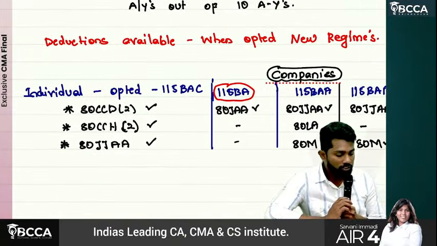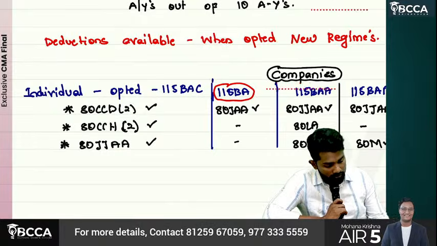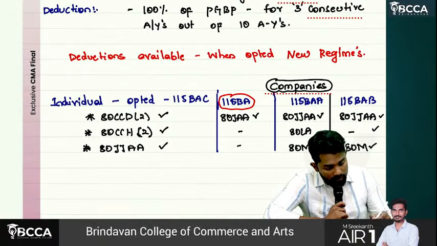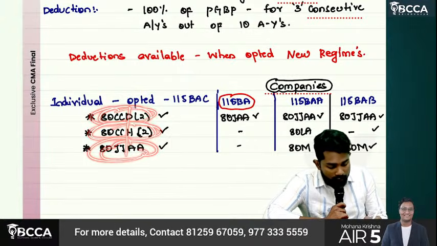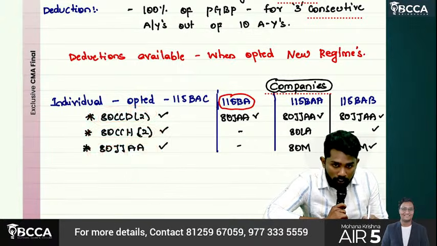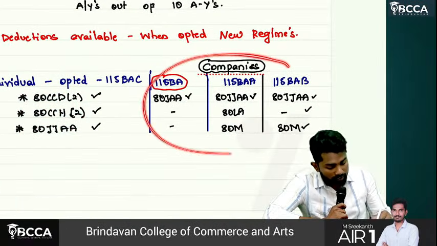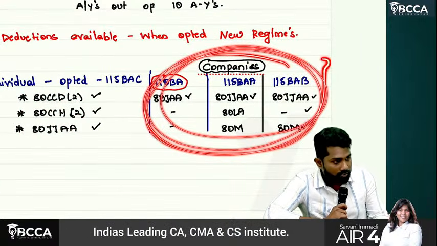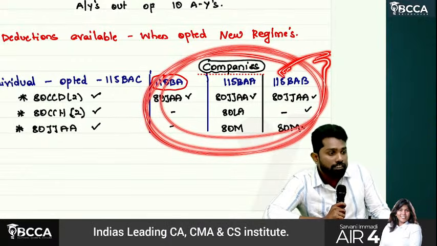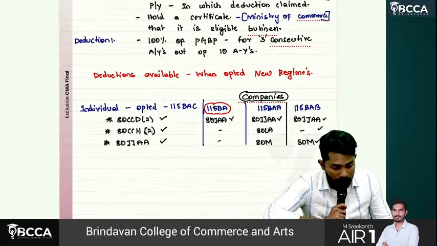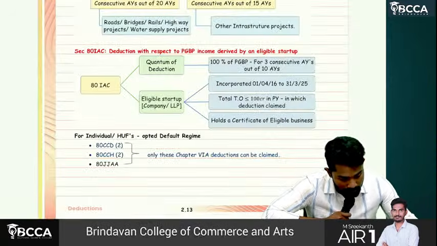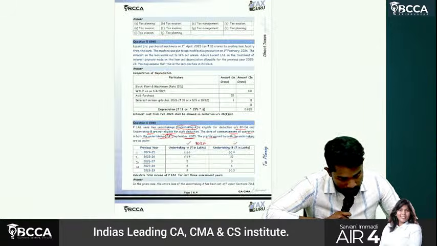Then individual, sir. For individual, 80CCD subsection 2, 80CCH subsection 2, 80JJAA. These three are available even under default regime. For companies, sir, even if I tell now, you will not understand. I'll link this again with the assessment of companies chapter, then you'll understand much better. So there's one question, sir, in the deductions chapter we didn't solve.